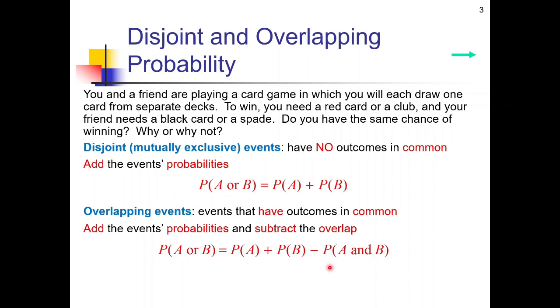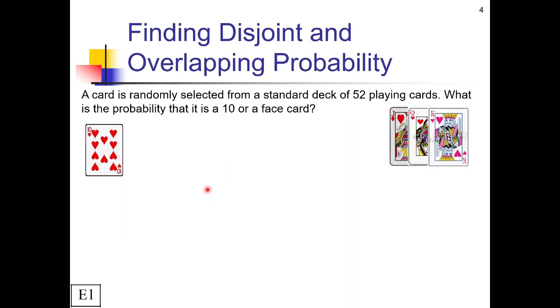P of A and B, the overlap. Now that we've gotten a little bit of background on disjoint and overlapping probability, pause the video and see if you can figure out this one, where we're randomly selecting a card and we want the probability that we have a 10 or a face card. Alright, let's see how this one worked out.